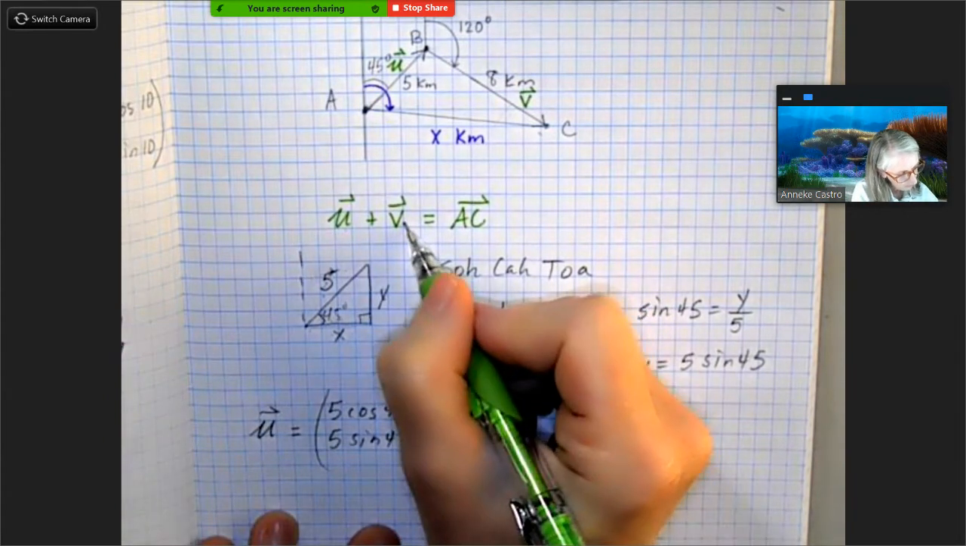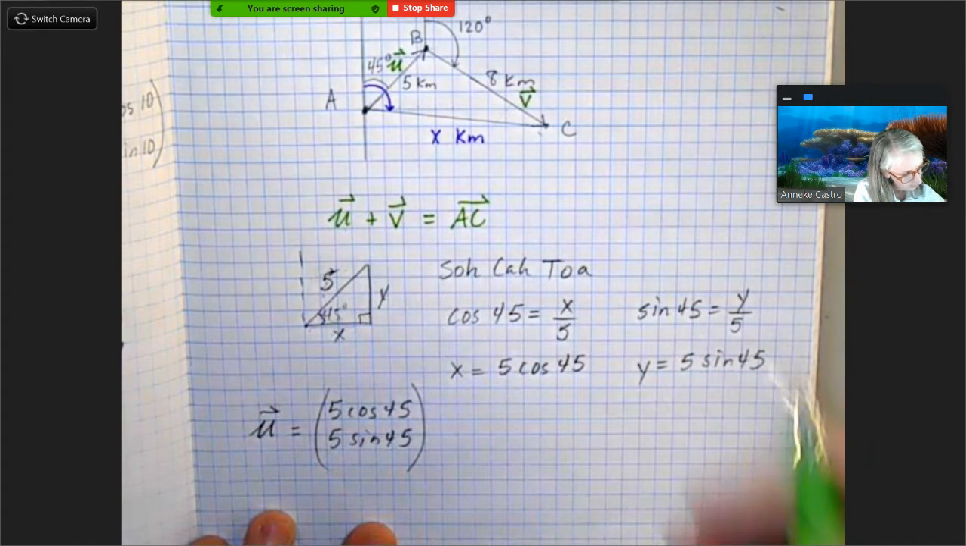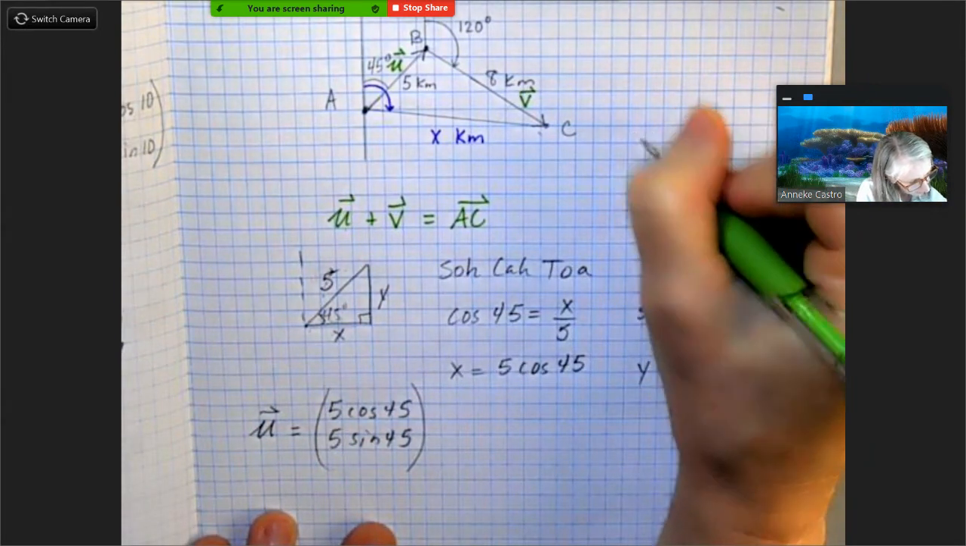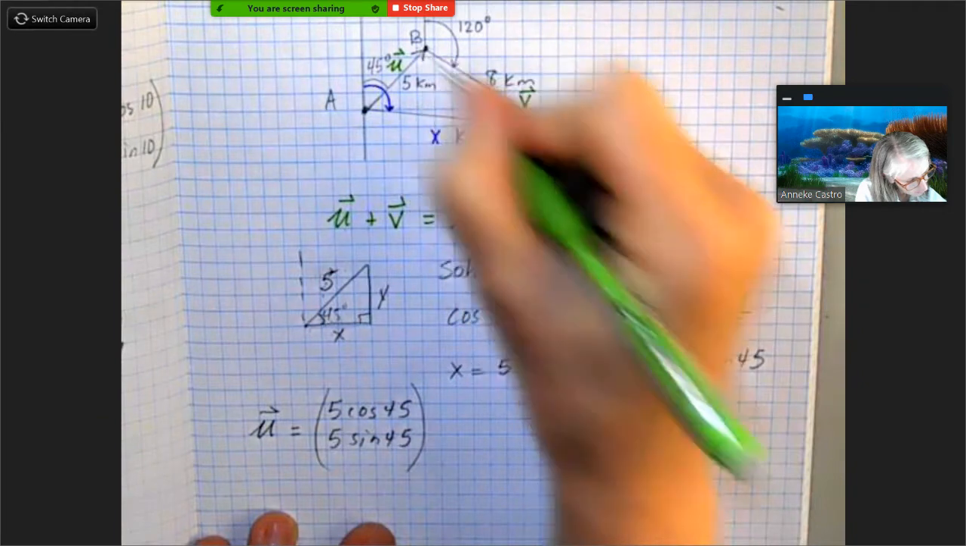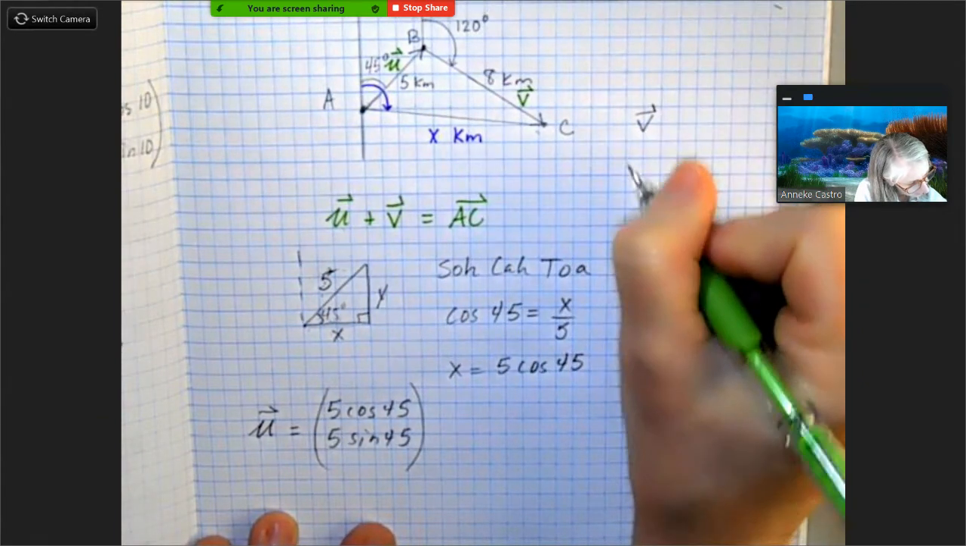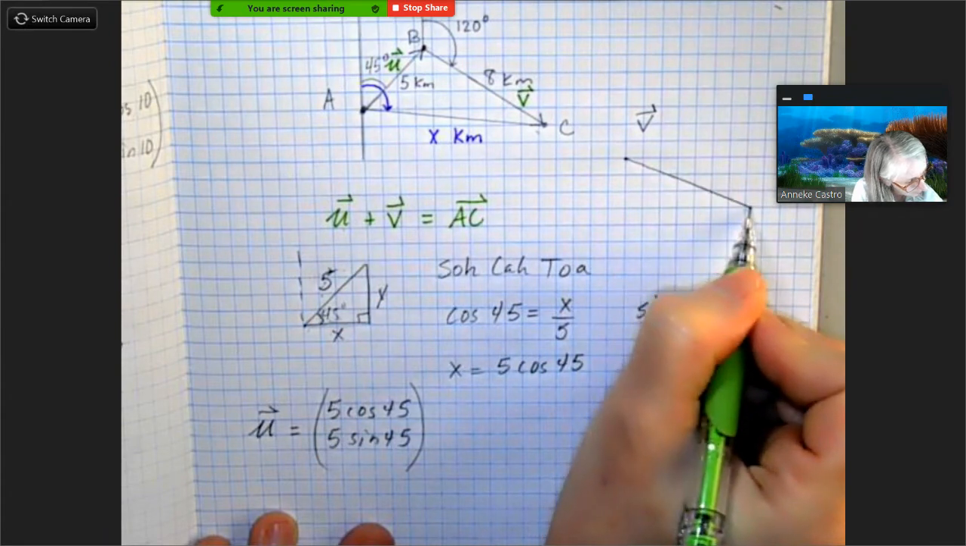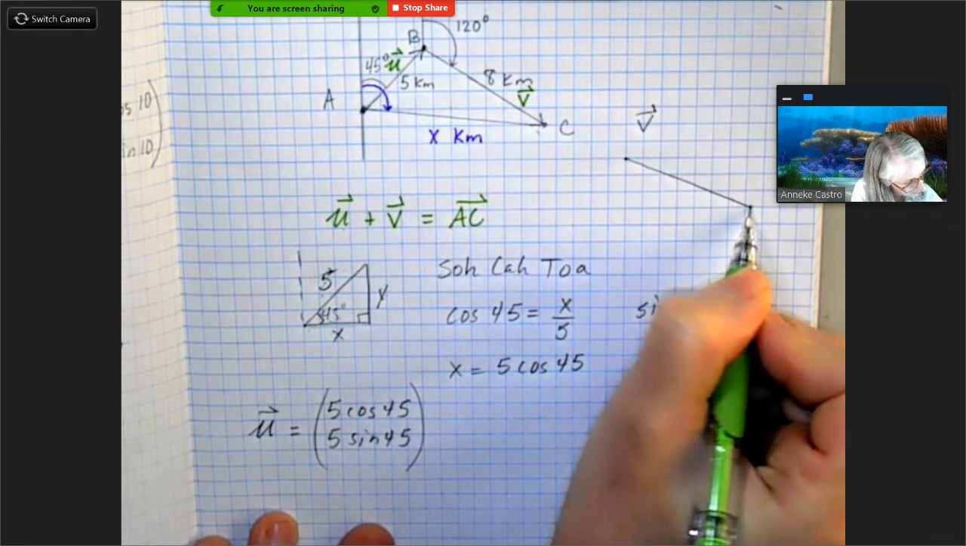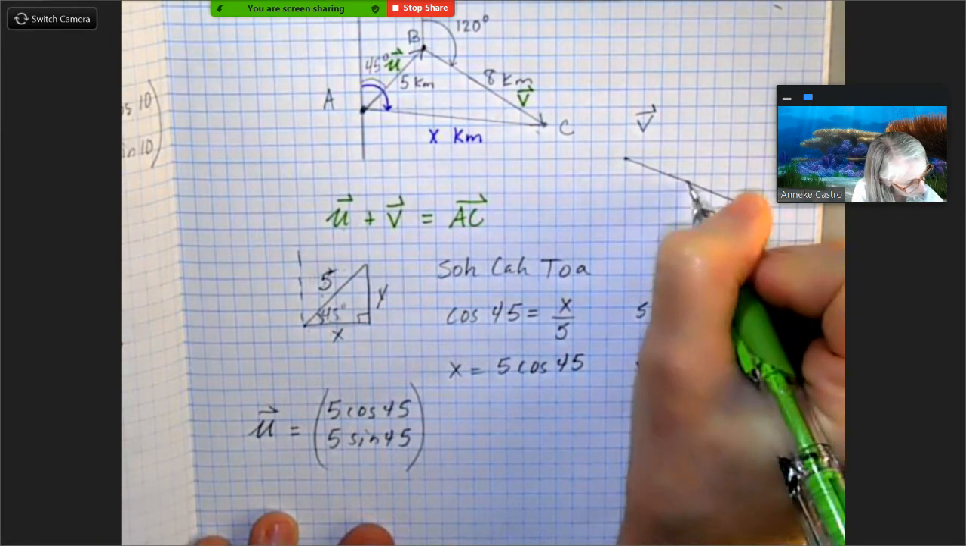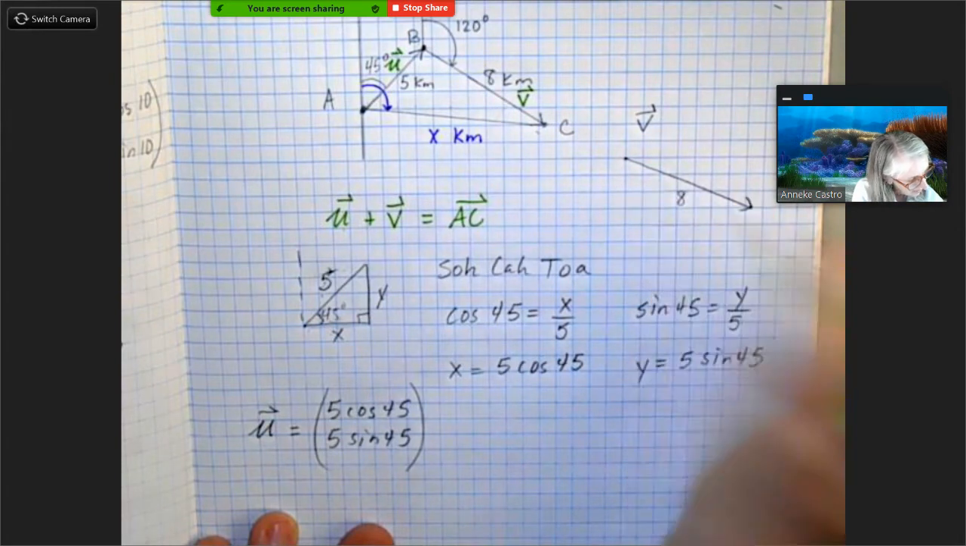Okay, now I'm going to do vector V. So vector V, where should I do that? I'll do it up here. So vector V is this one. So I've got it starting at some point, doesn't matter where, and it's going this way for 8 units. Okay, and I know it's going that direction. So it's going 8. That's 8.